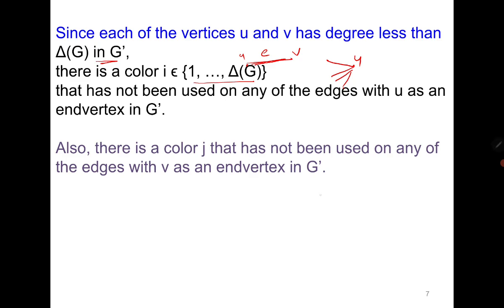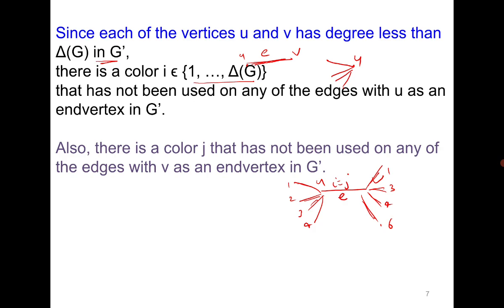Yes, so this is the situation. There is U, there is V, there is a color I which is not used by these neighbors, and there is color J which is not used. If this color I and J are same, then there is one color which is not used by these neighbors as well as these neighbors, so I can use that color for E and I am done. Let's say 2 is here and it's like 1, 3, 4, 6.